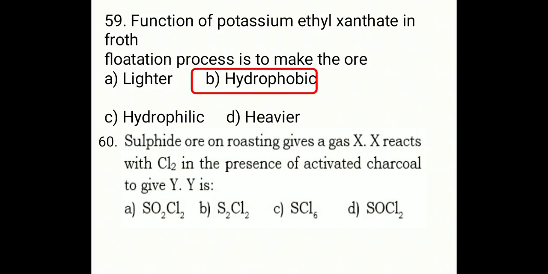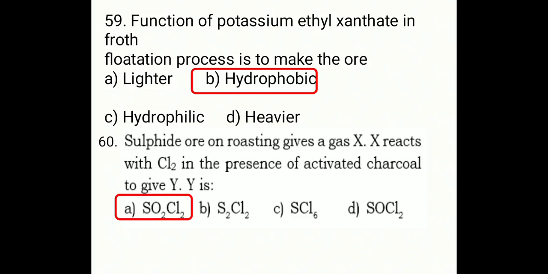Then 60, sulfide ore on roasting gives gas X. X reacts with Cl2 in the presence of activated charcoal to give Y. After roasting, the gas liberated is SO2. SO2 reacts with Cl2 to give rise to SO2Cl2. So activated charcoal is the catalyst. You are going to get SO2Cl2 as the answer. That is, A is the answer.